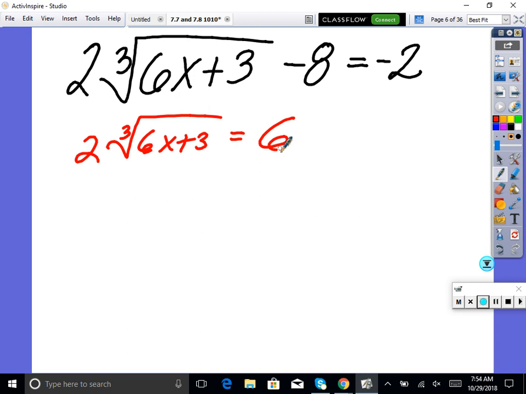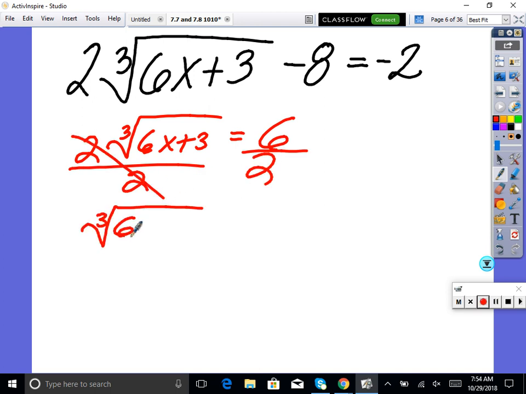You can't do that yet. We have a 2 in front. We got to get rid of the 2. You got to isolate the radicals. We divide by 2 very first. Way important. So then you have the cube root of 6x plus 3 equals 3.